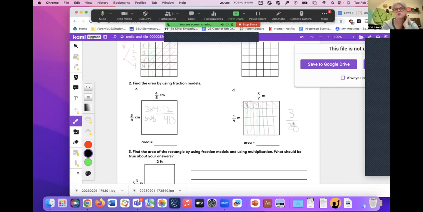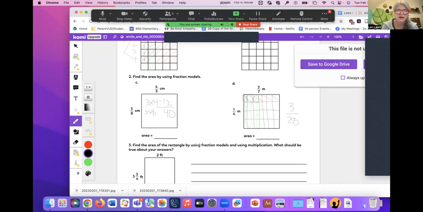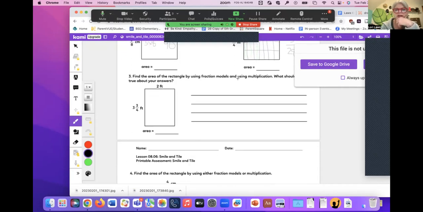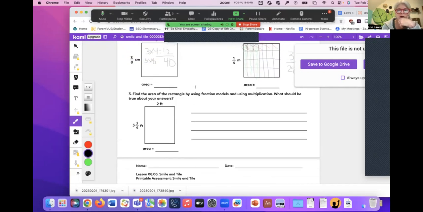So if it helps you, you could count up all these little dots. 1, 2, 3, 4, 5, 6, 7. 7 and 7 is 14, and 7 more is 21, and 7 more is 28. Okay, 3/28. Find the area of the rectangle by using fraction models and using multiplication. What should be true about your answers? Well, what should be true? They should be the same, silly.